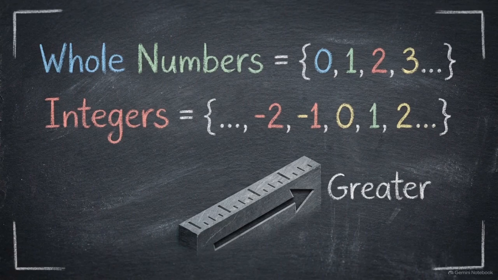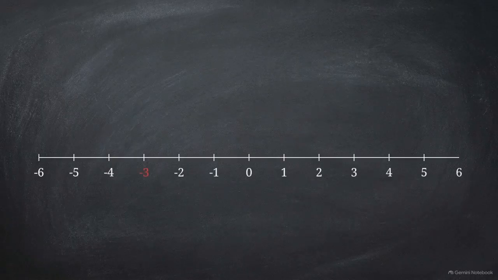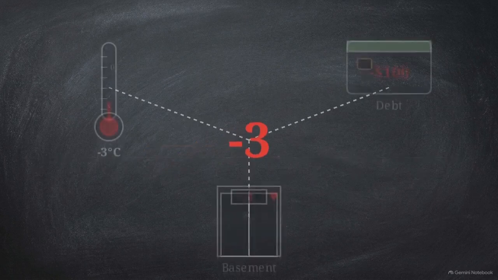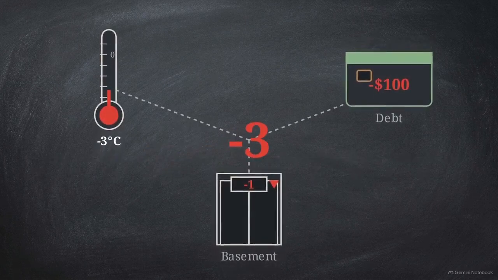Feel free to take a screenshot for your notes. By internalizing these set categories and recognizing how distance to 0 determines value, you turn negative numbers into a reliable tool for navigating the real world.